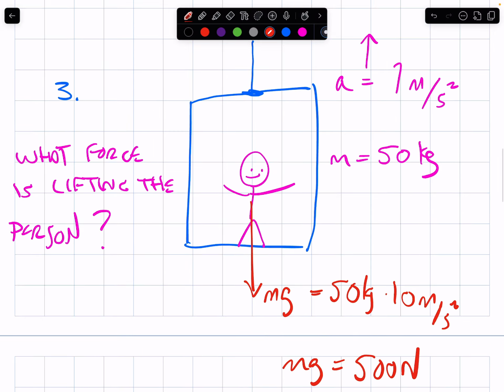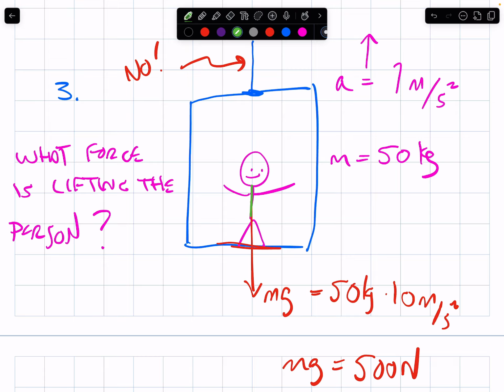But if that person is accelerating up, something's got to be accelerating them. There has to be a force acting on them that's not gravity. And what about this cable right here? No, that's not touching the person. There's got to be something touching the person, accelerating them upward. It's the floor of the elevator, the bottom of the elevator that your feet are on. That's exerting an upward force on you. That force has a name. It's called the normal force.